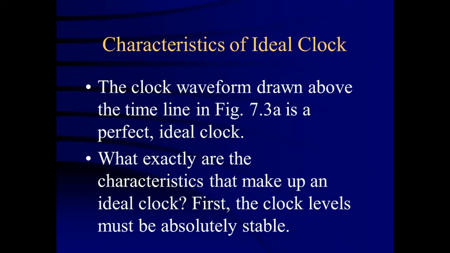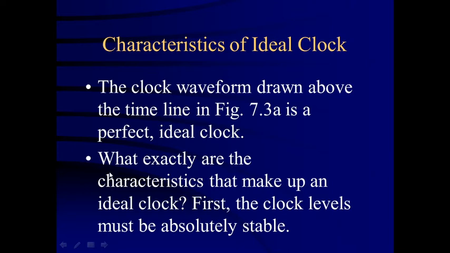So now we are going to study the characteristics of an ideal clock. If there is an ideal clock, what are the characteristics? There are basically three characteristics. Stability of the level, absolute stability of the level, is very important. So the first characteristic is absolute stability. The second characteristic is the transition time. And the third characteristic is the frequency stability. One by one, we are going to study these characteristics. The clock waveform drawn above the timeline in figure 7.3a is the perfect ideal clock.